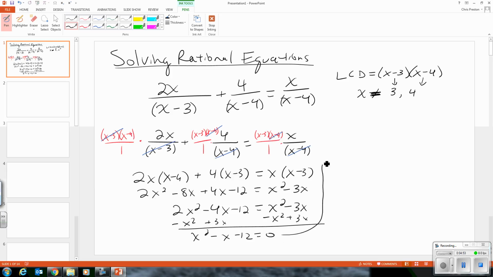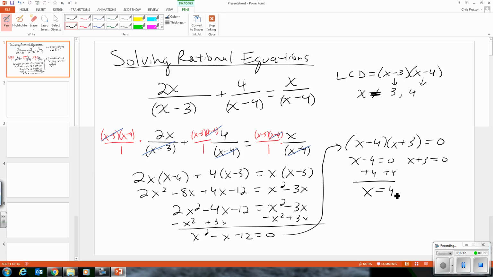I want to solve that problem. You could use the quadratic formula or something, but it will factor. This factors as x minus 4 times x plus 3 equals 0. So set each of those equal to 0 and solve them. Add 4, so x equals 4. Subtract 3, so x equals negative 3.